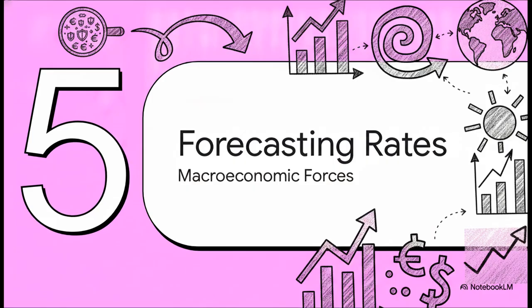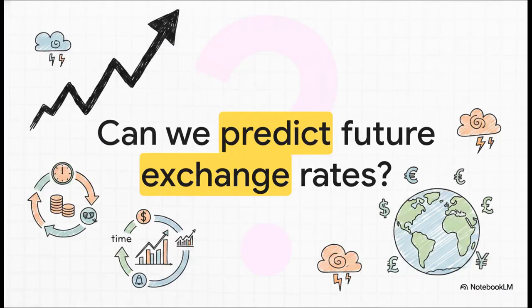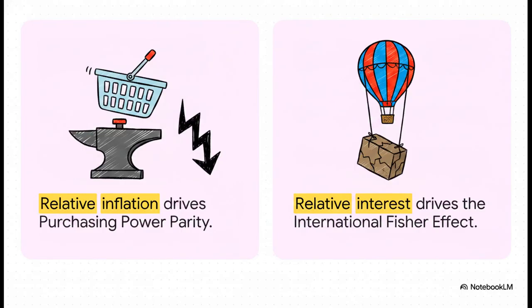Part 5. Forecasting future exchange rates. It's literally the multi-trillion-dollar question: can we actually predict exchange rates? Short-term movements, highly volatile, pretty much a guessing game. But over the long term, economists use a specific set of interconnected theories, often referred to as the four-way equivalence model, to forecast exactly where a currency is headed. The two main pillars for these long-term predictions are purchasing power parity and the international Fisher effect.